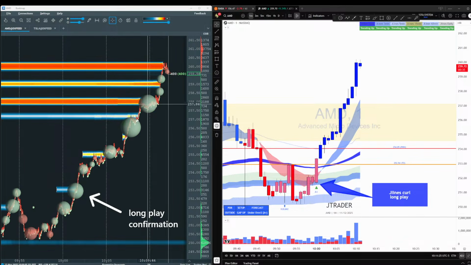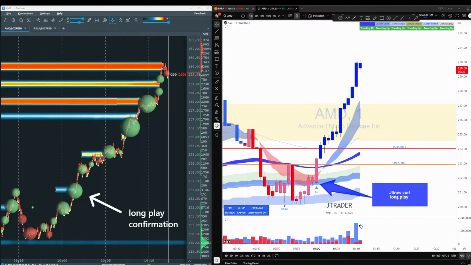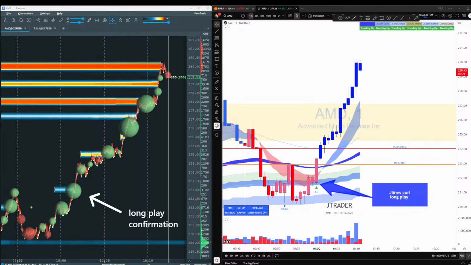So now look over here, it's breaking every resistance. 260 is above the previous high. These dots are all green. There's huge volume over here. Look, these bars over here, 2 million. Okay, don't try to short something like this now. This is extremely strong, and we have to stay with the major trend over here.